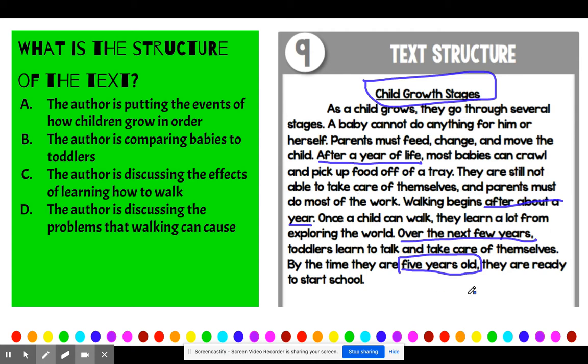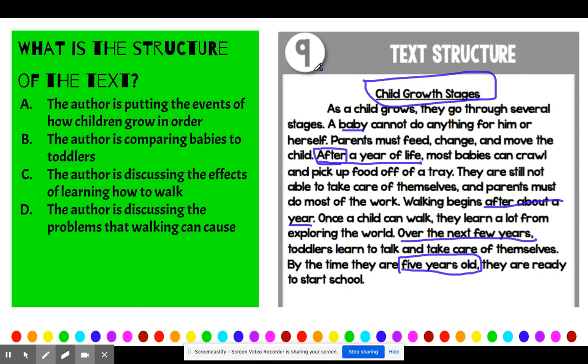So while I don't have dates here, and I only have a couple transition words and that's after, think about the time it's giving me, okay? So we're talking about a baby. We're talking about they're a year old. After a year, they can walk. Over the next few years, so we're talking 2 or 3 years old, they're toddlers. They can take care of themselves. And then at 5 years old, they can go to school.